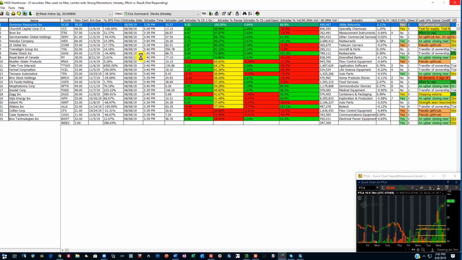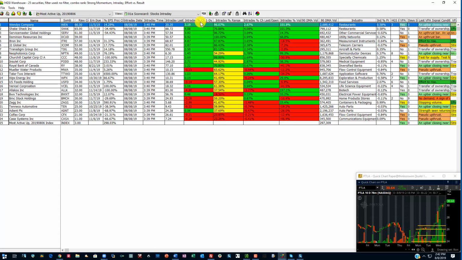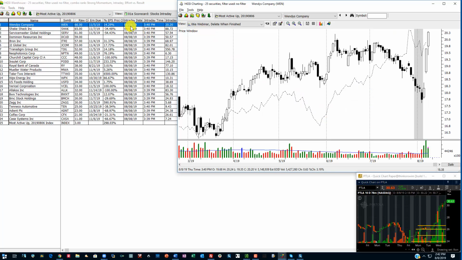Come on. I should have turned that off. Anyway, you can see that many of these stocks are continuing to go higher from 2 days ago. So the most active list can give you some candidates.